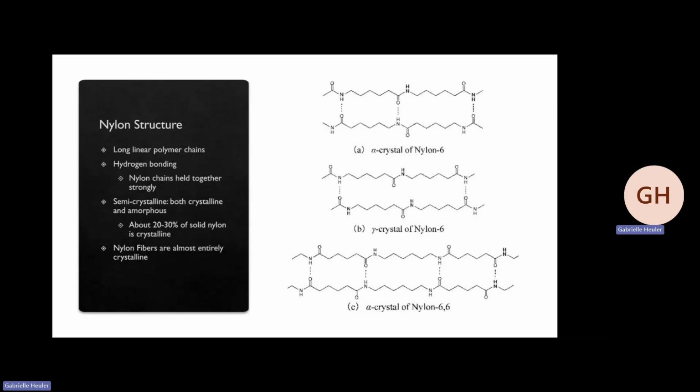Lastly, nylon is semicrystalline, which means that it contains areas where atoms are regularly packed or crystalline, and also disordered or amorphous. In solid nylon, 20 to 30% of the atoms are in crystalline structure, and when nylon is drawn into fibers, it is mostly crystalline. And this is just a representation of crystalline nylon. And as you can see, the hydrogens and the oxygens form hydrogen bonds with each other.